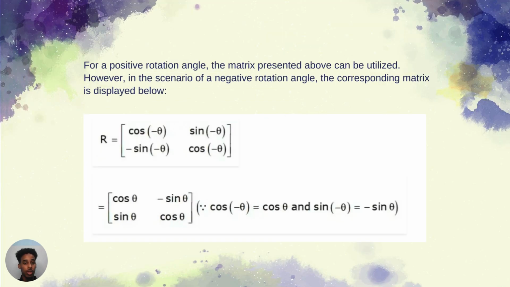For a positive rotation angle, the matrix presented above applies. However, in the scenario of a negative rotation angle, the corresponding matrix is displayed below. R equals cos(minus theta), minus sin(minus theta), sin(minus theta), cos(minus theta), which equals cos theta, sin theta, minus sin theta, cos theta. Cos(minus theta) is equal to cos theta and sin(minus theta) is equal to minus sin theta.